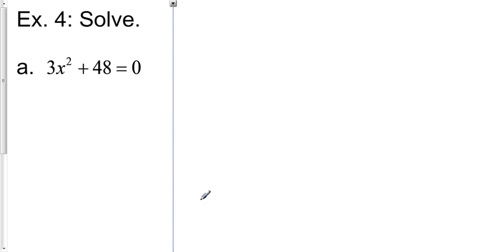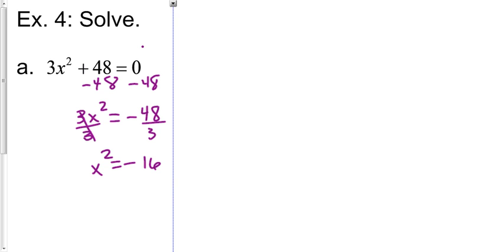Okay, last example, we are going to solve equations by isolating the x squared, taking the square root of both sides, and getting our answers. Okay, so first step here, I want to get x squared by itself, so I'm going to subtract 48 on each side. 3x squared equals 0 minus 48 is -48. Now I want to get x squared by itself, so I'll divide by 3 on both sides. x squared equals -16. Now we're going to take the square root of both sides.